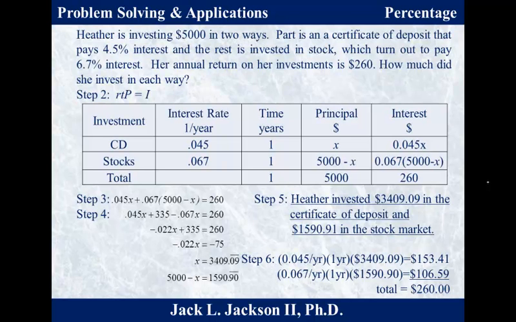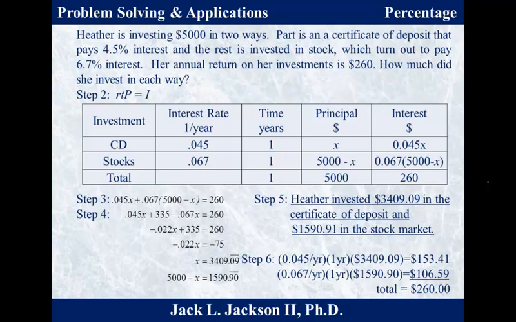Her interest then is 0.045 per year times 1 year times X dollars, which is 0.045X dollars of interest. That's for the CD. Similarly, for the stock, her interest is 0.067 per year times 1 year times 5,000 minus X dollars. So that's 0.067 times (5,000 minus X), and that represents the interest that she made on stocks.